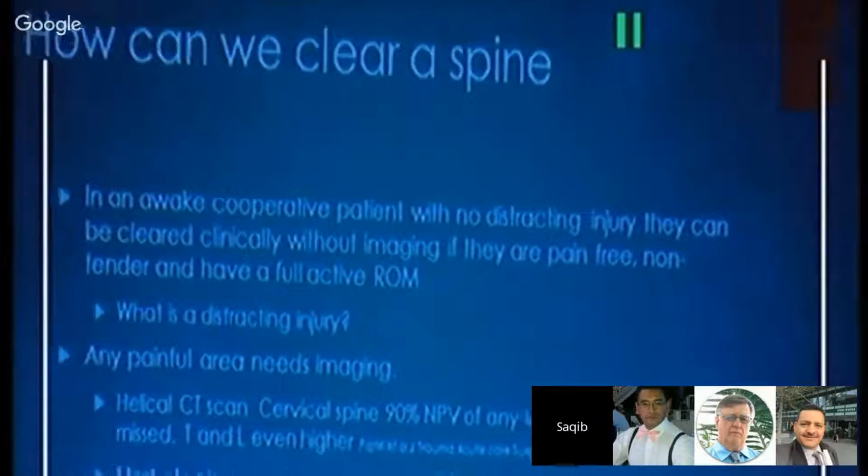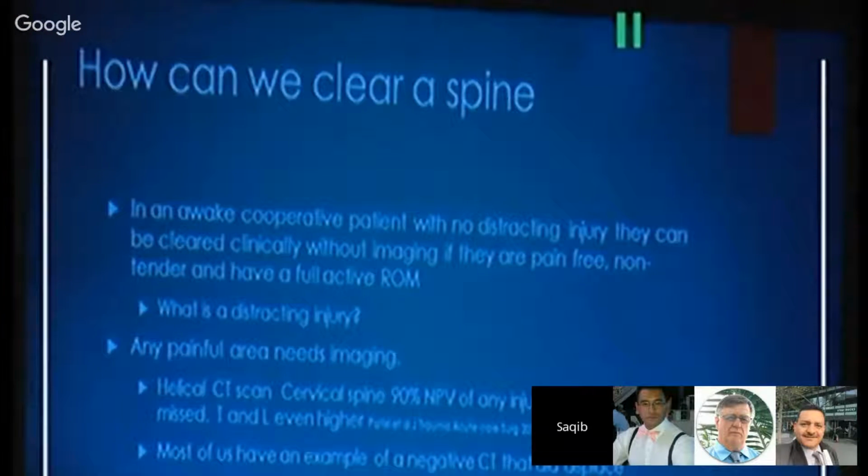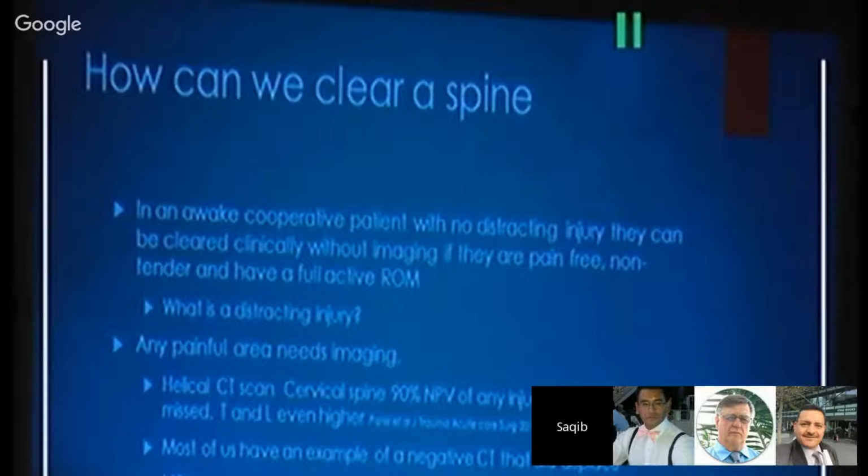And I've actually even seen patients who had negative CTs and negative MRIs. I've seen one case presented of a patient with negative CT, negative MRI, who did have an unstable injury. So you can never be perfect at it.